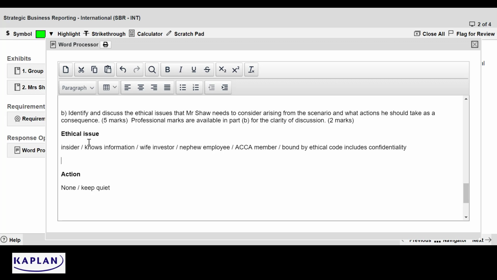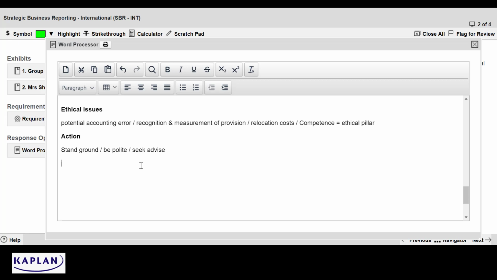But hang on a minute, I don't think I finished. Because there were ethical issues here, and we've only identified 1. I think there is another ethical issue that we need to talk about. So the second ethical issue here is about the potential error. There's 2 qualified accountants here, and Mr. Shaw is being put in a situation where he's being asked by his boss to do something which is actually technically incorrect, which relates to the relocation costs being included in the provision. And competence is a key ethical pillar.